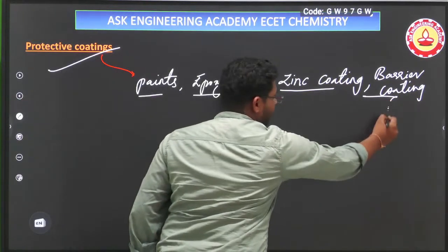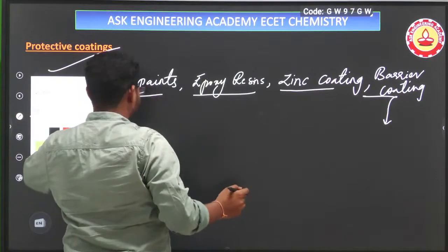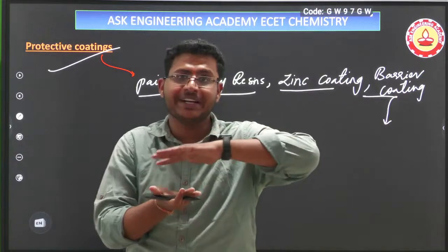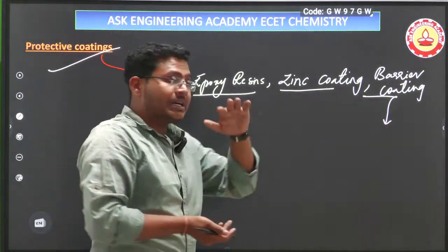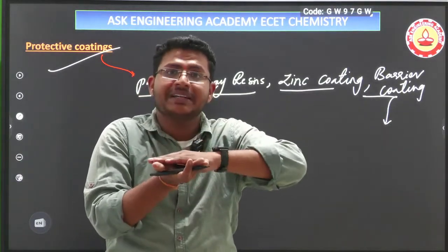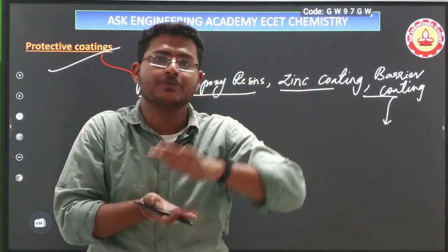First, barrier coating. The function of barrier coating is, it is nothing but a thin coating of metal with plastic-like structures. Because of that coating, the thin layer prevents the metal surface from exposure to air.